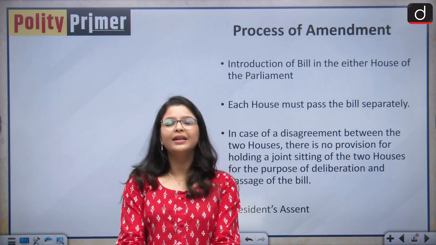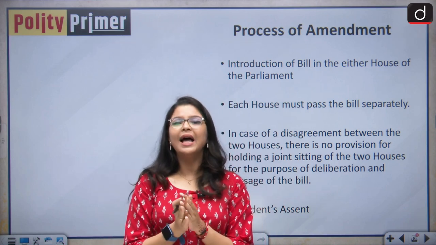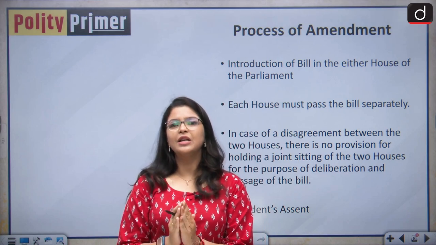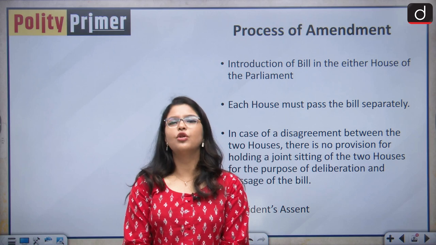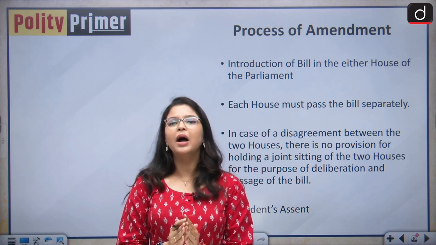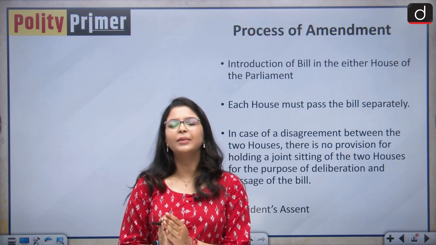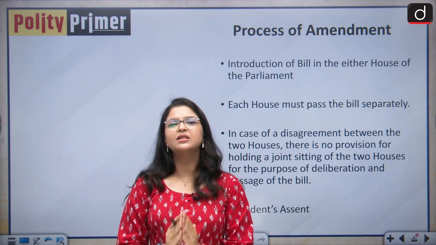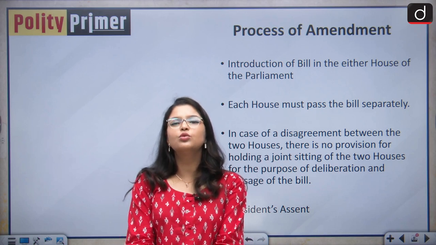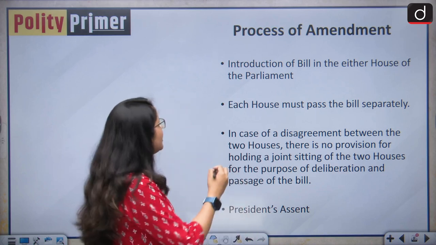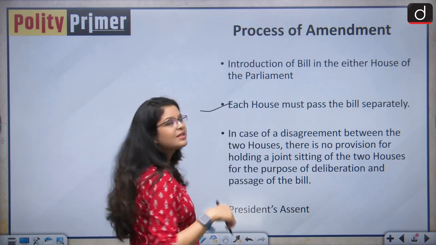So, to amend the Indian Constitution, a bill has to be originated. A constitutional amendment bill has to be originated in either house of the Parliament. A stark thing to note here is that the power of amendment is given to the Parliament. That means the bill cannot originate in the state legislatures because the state legislatures do not have a power to amend the Constitution. Then each house must pass the bill separately.